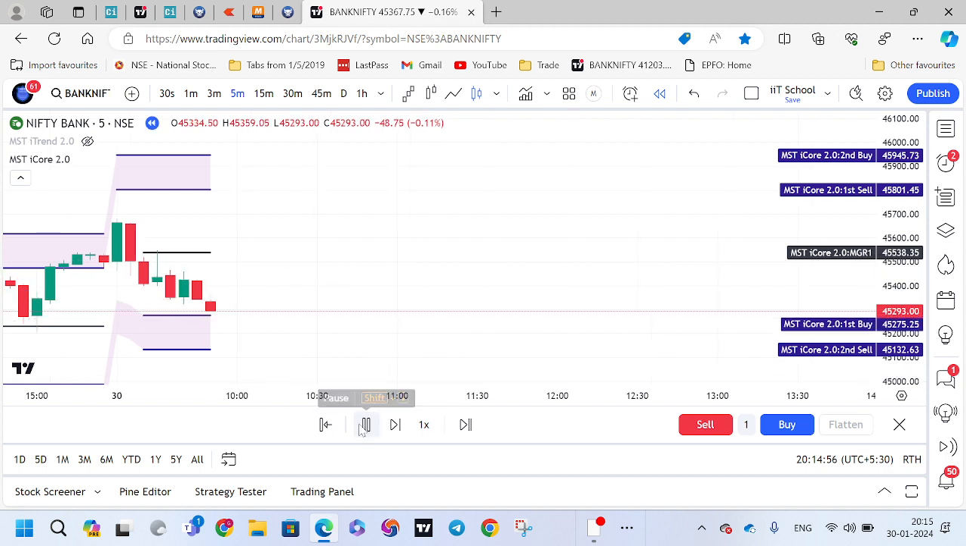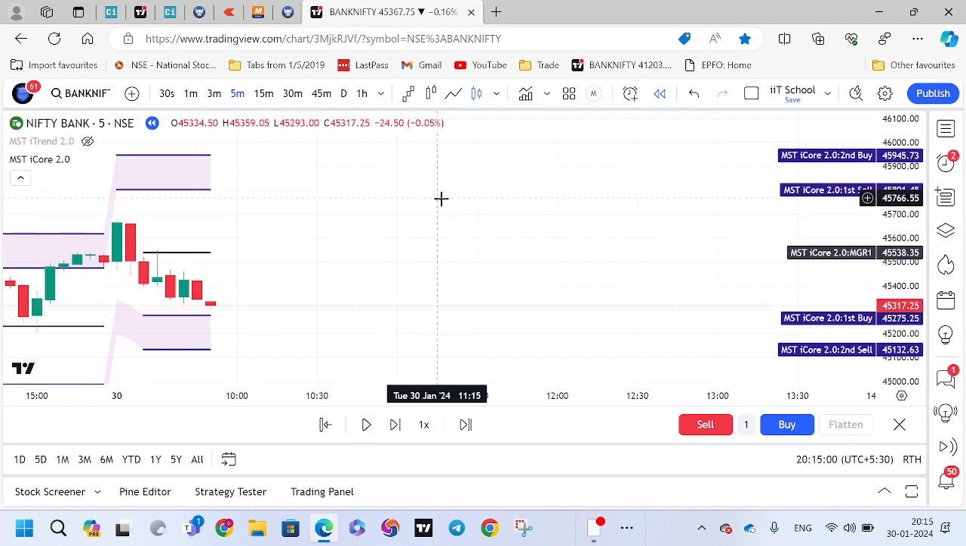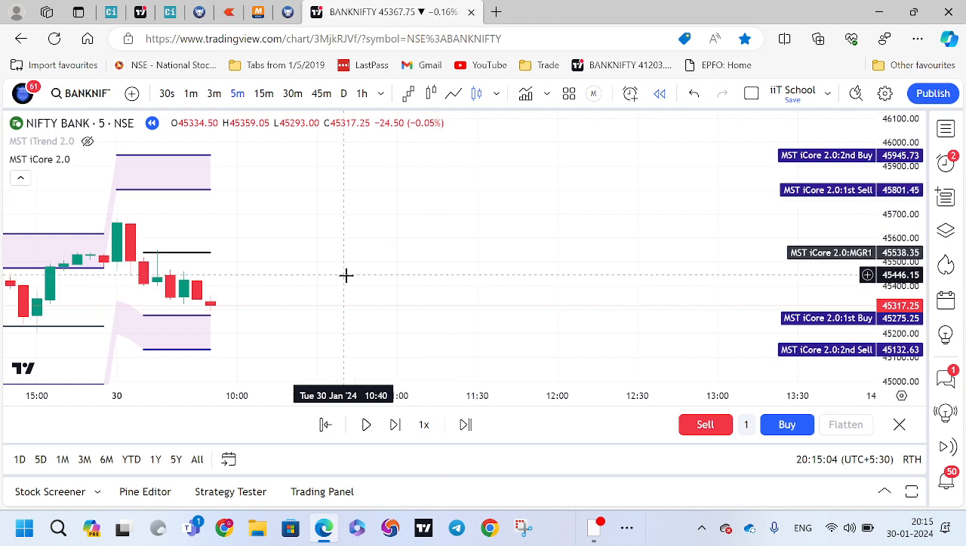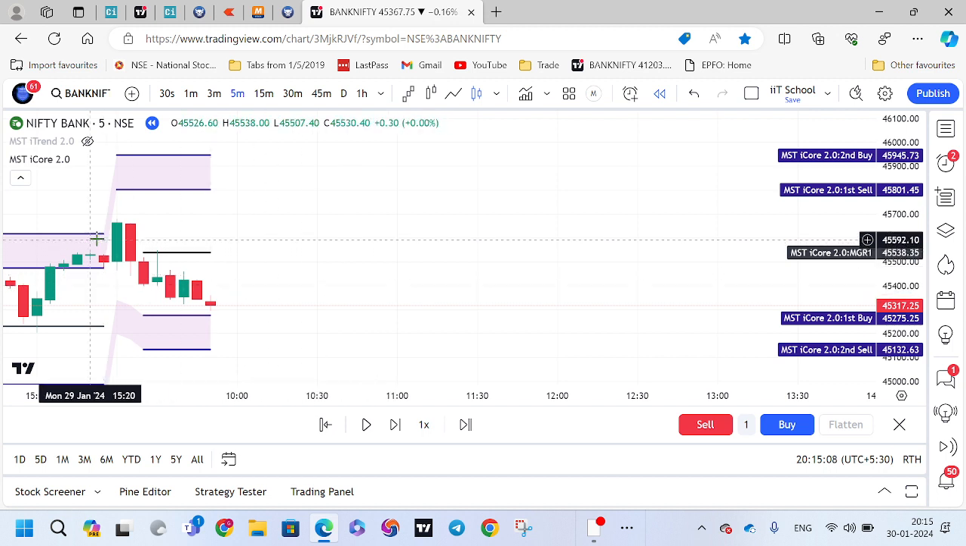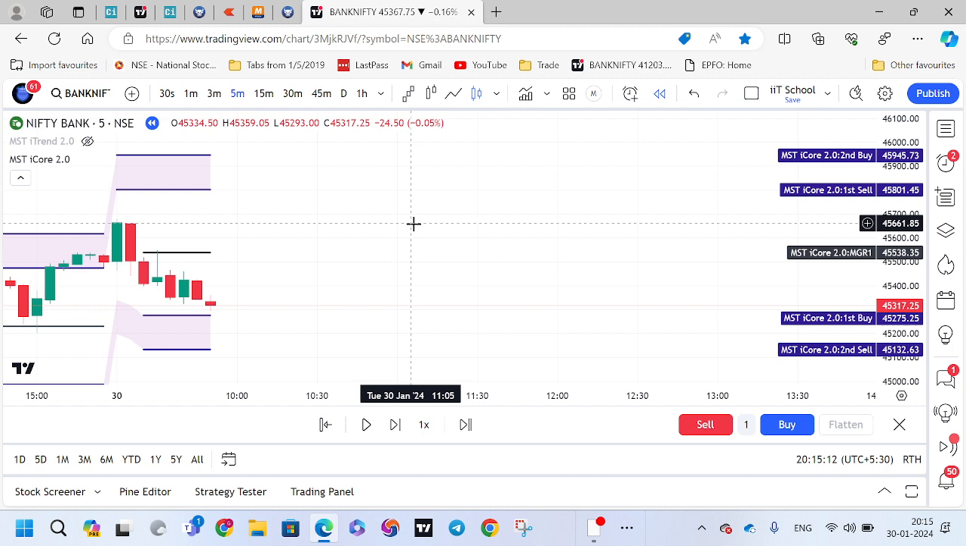Now you see, immediately our buy zone has been formed. That is, 45,275 is our buy entry and 45,800 is our sell entry. If the market comes down to our first buy zone, then we will take 45,200 minus 200, that is, the 45,000 call option.